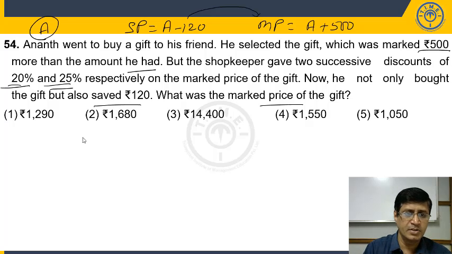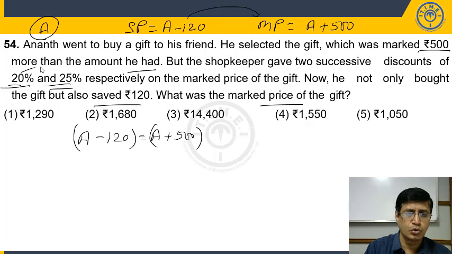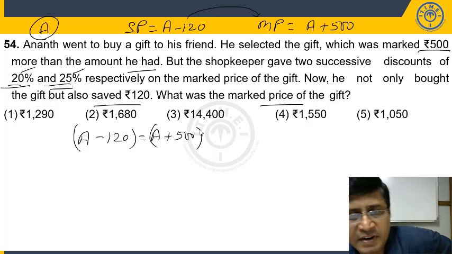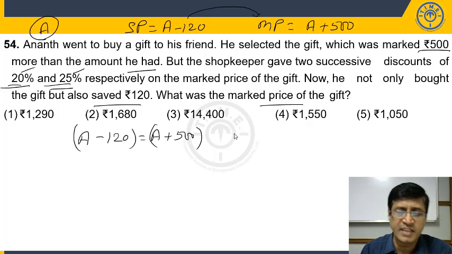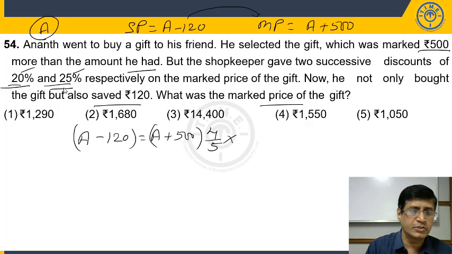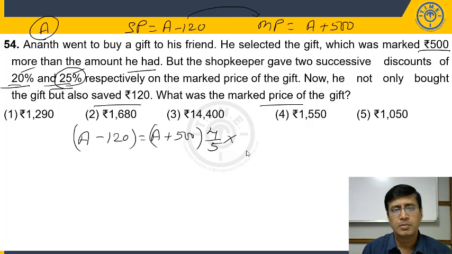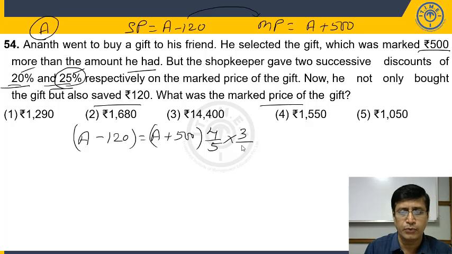Selling price is equal to market price into the two successive discounts. The first discount is 20%, which means the remaining is 80%. 80 by 100 is 4 by 5. The next one is a 25% discount, which means it is offered at 75%, and 75% is 3 by 4. Now solving this, the 4 and 4 get cancelled.